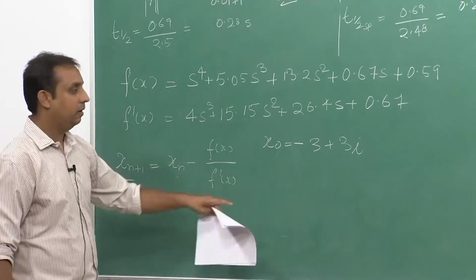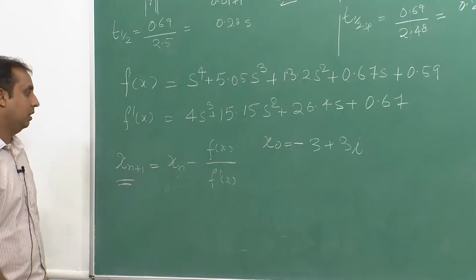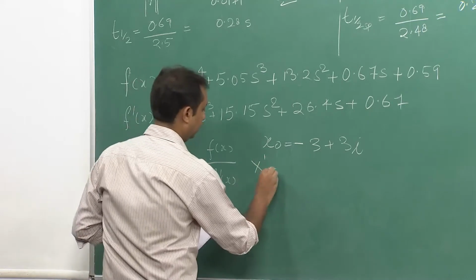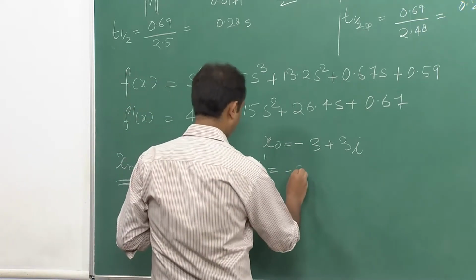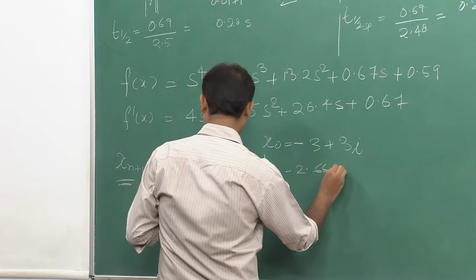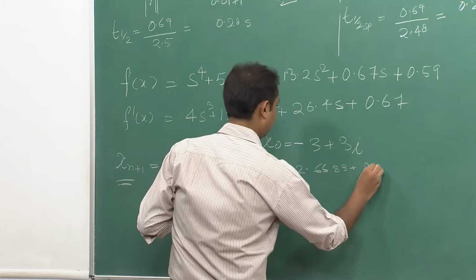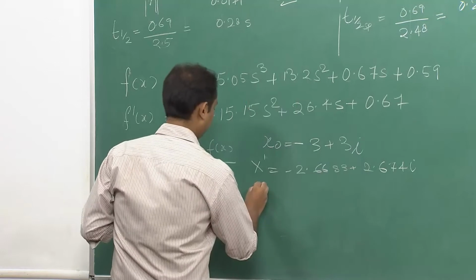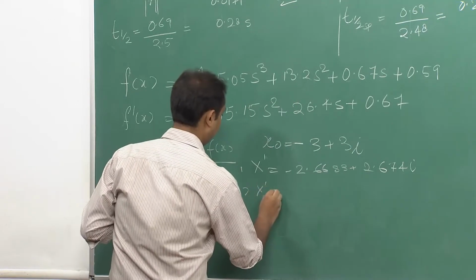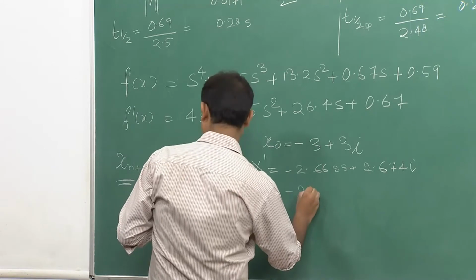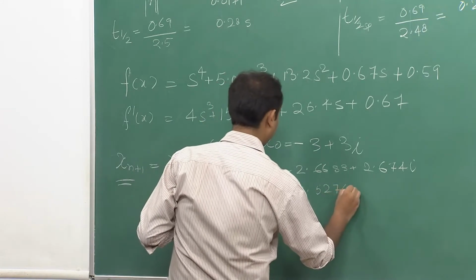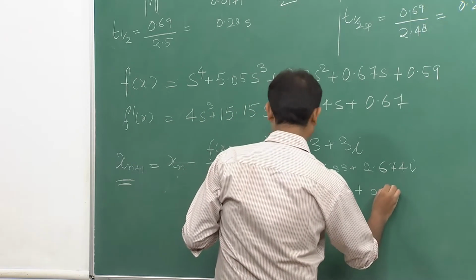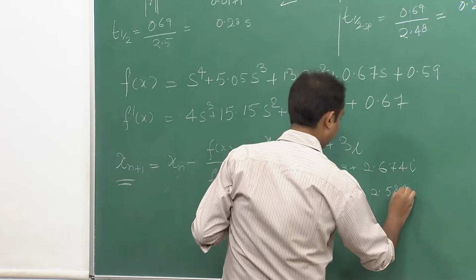Now, if you give the initial value as minus 3 plus 3i, your Newton-Raphson will give the solution x dash for the first iteration as minus 2.6683 plus 2.674i. This is the first. The second iteration will give minus 2.5274 plus 2.5879i.